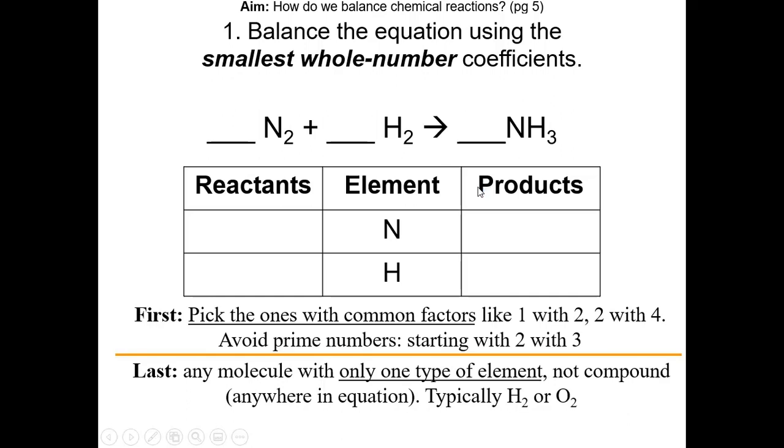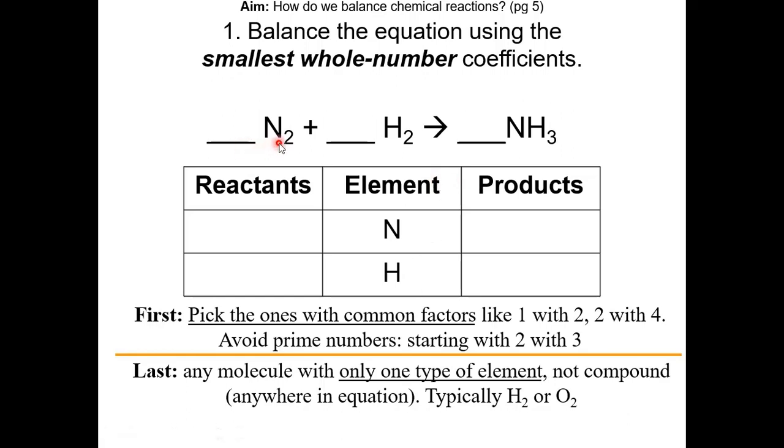It's called a counting table. You can see the strategy on page 6 in your class packet. So the first step is to draw the table and label it as reactant, elements, and products. Then you want to fill in this table to check if the chemical equation is balanced.